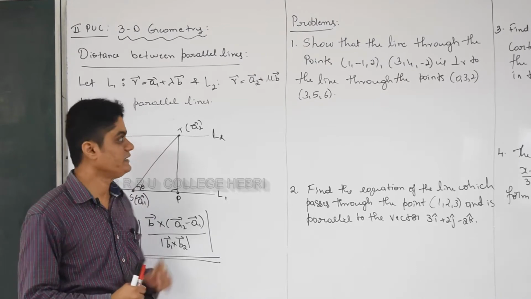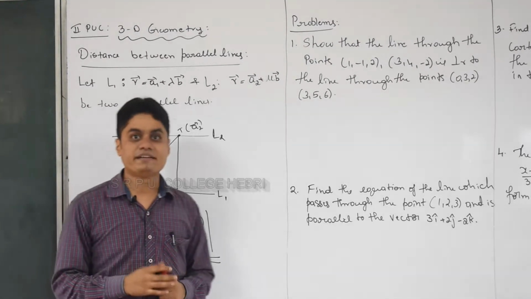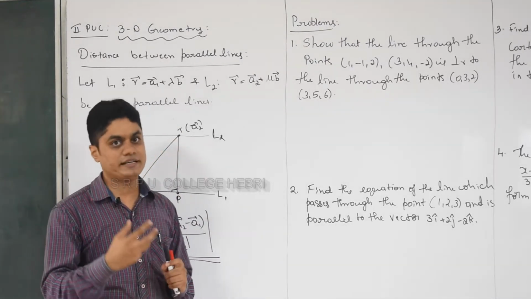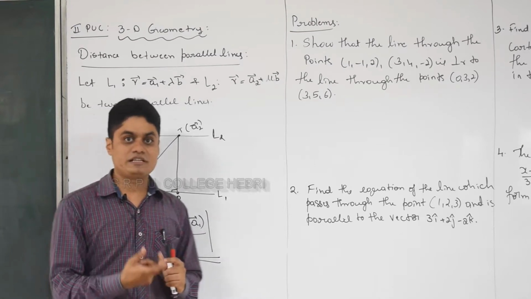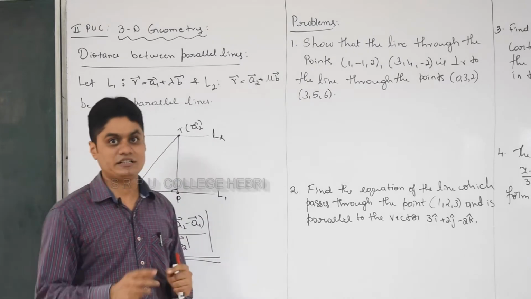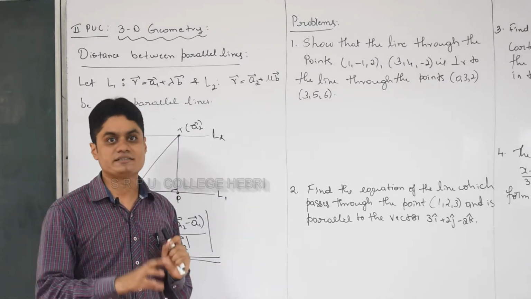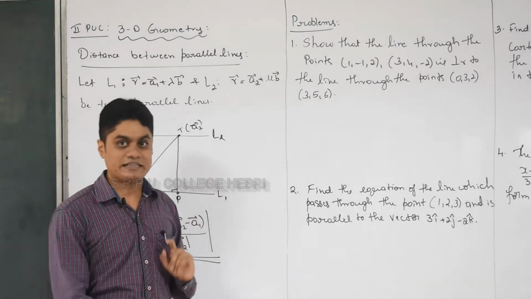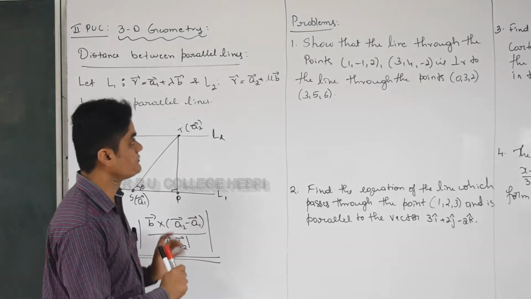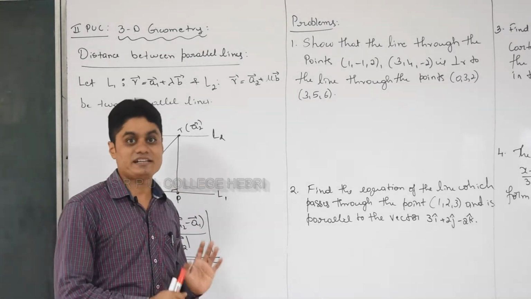I hope everyone is fine. In the last class we learned three derivations: the equation of a straight line passing through a point and parallel to a vector, the equation of the line passing through two points, as well as one important derivation, the shortest distance between two skew lines. The theory part is over, as I told in the last class. Today I am going to solve problems from the straight line in space.